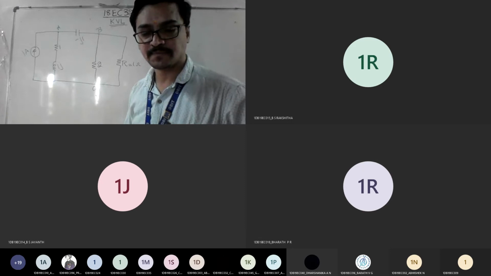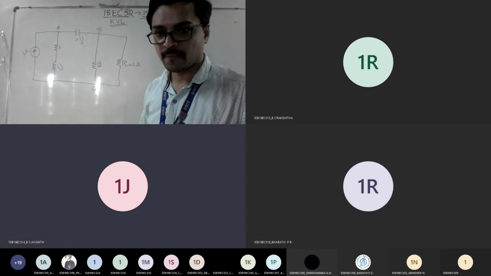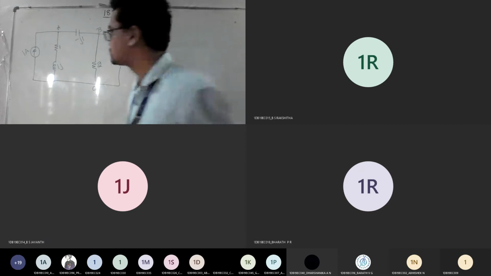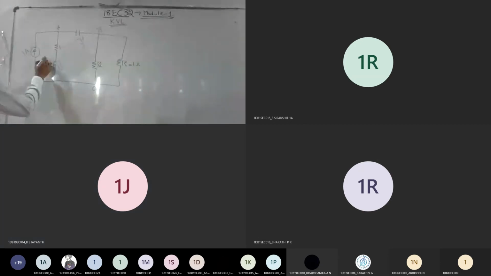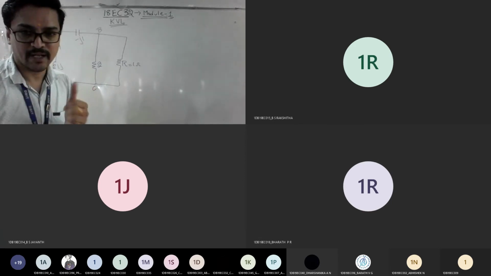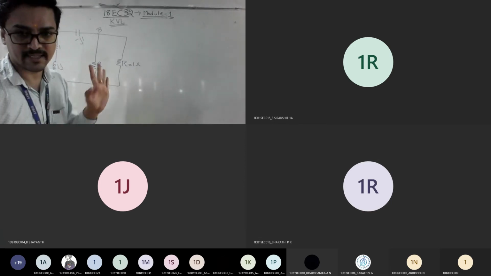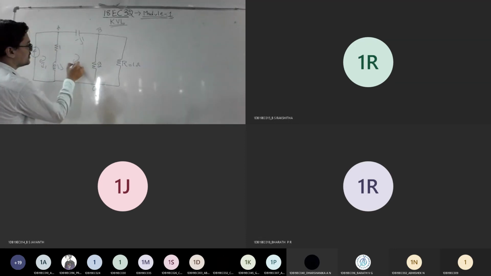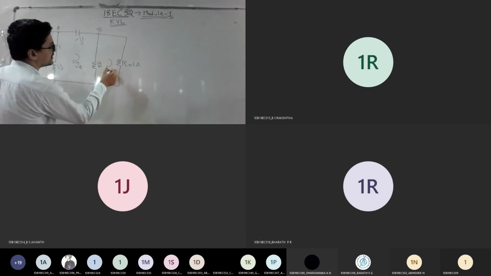What is next? Number of meshes. How many are there here? 3. So I can name them I1, I2, I3. You can make out in this question that nowhere is there a voltage source, so current acts as the main source here. There is one current source given. I1, I2, I3 I will write.